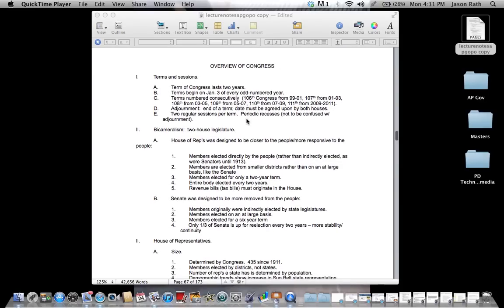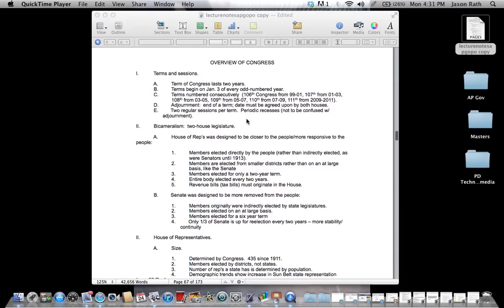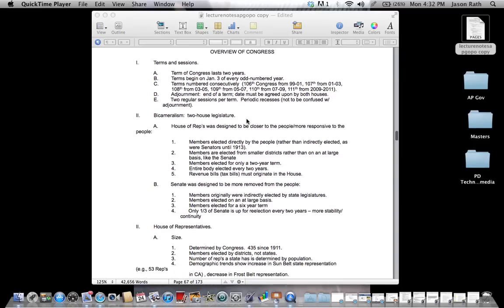Term begins January 3rd of every odd year. Terms are numbered consecutively. There's some of that information. Adjournment, end of term: the date must be agreed upon by both houses. There are 2 regular sessions per term.